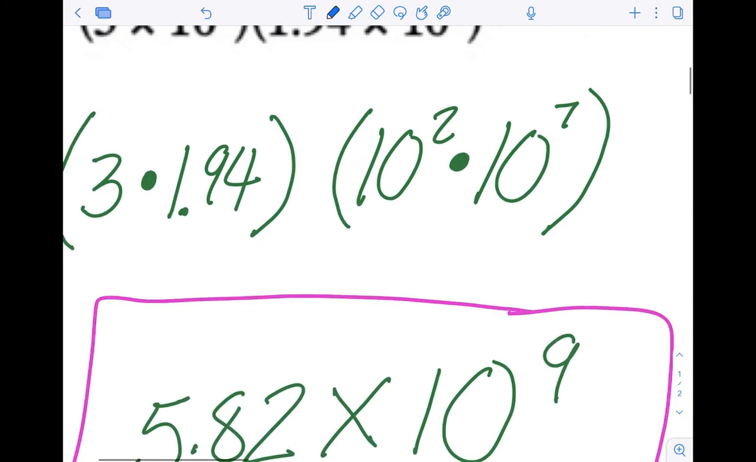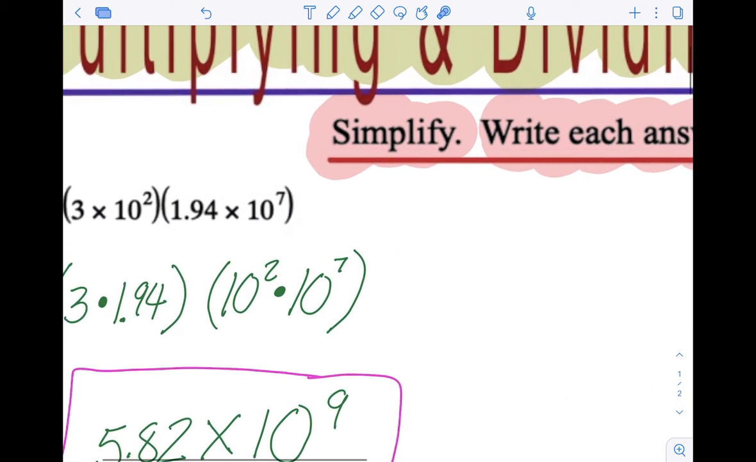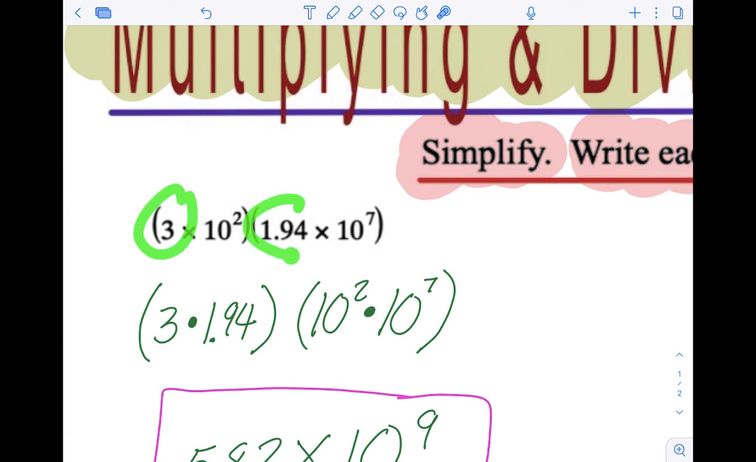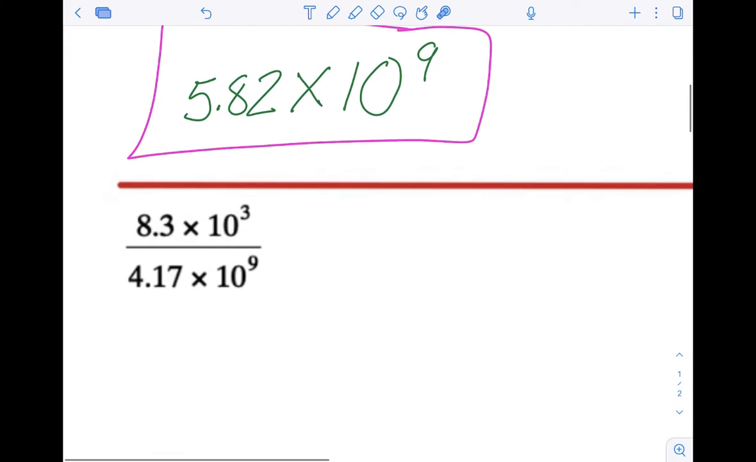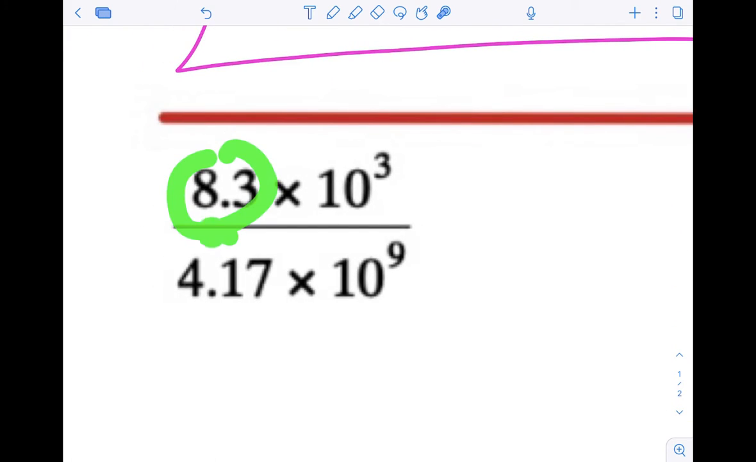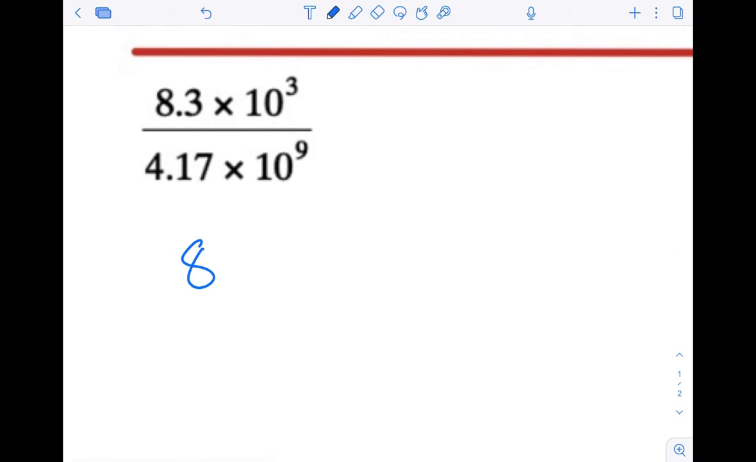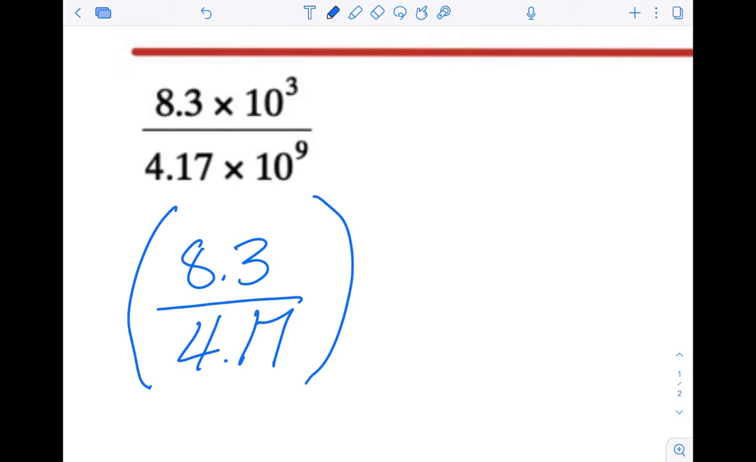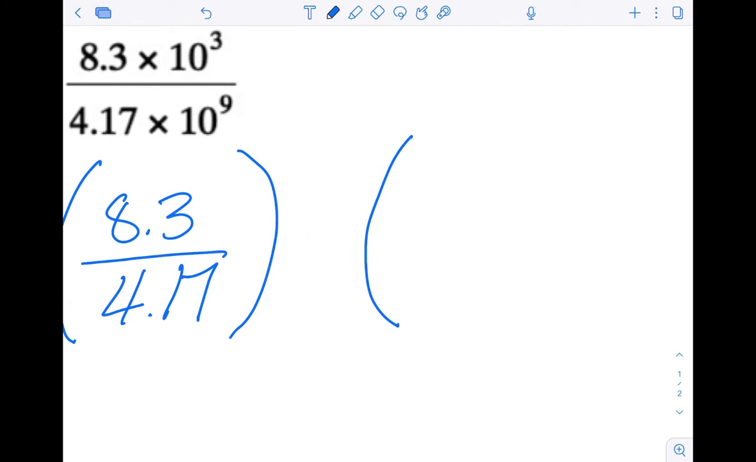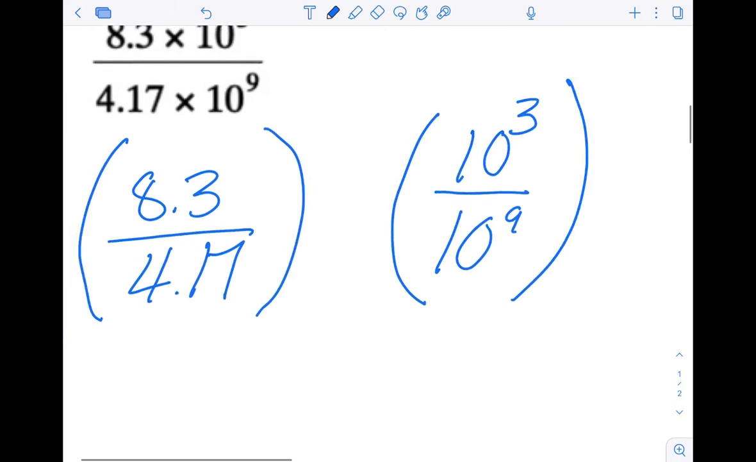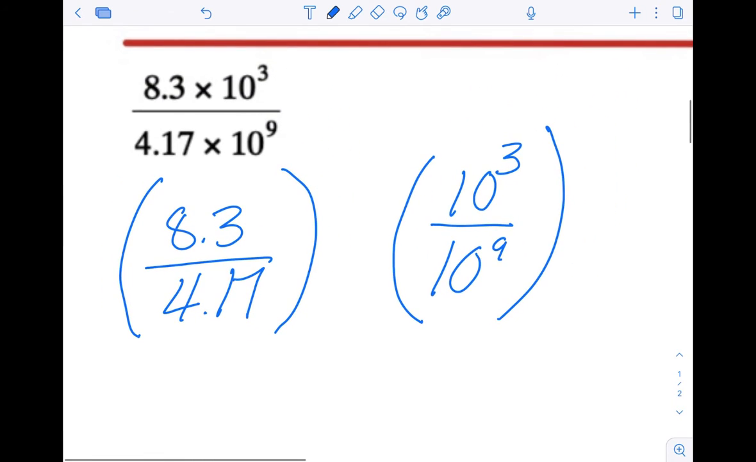So the same idea that we did here, right? We multiplied regular number times regular number, where, well, here we're going to divide regular number divided by regular number. So we're going to say 8.3 divided by 4.17, right? And that's going to give us something. And then on the side here, I'm going to divide 10 to the third power over 10 to the ninth power, just like that.